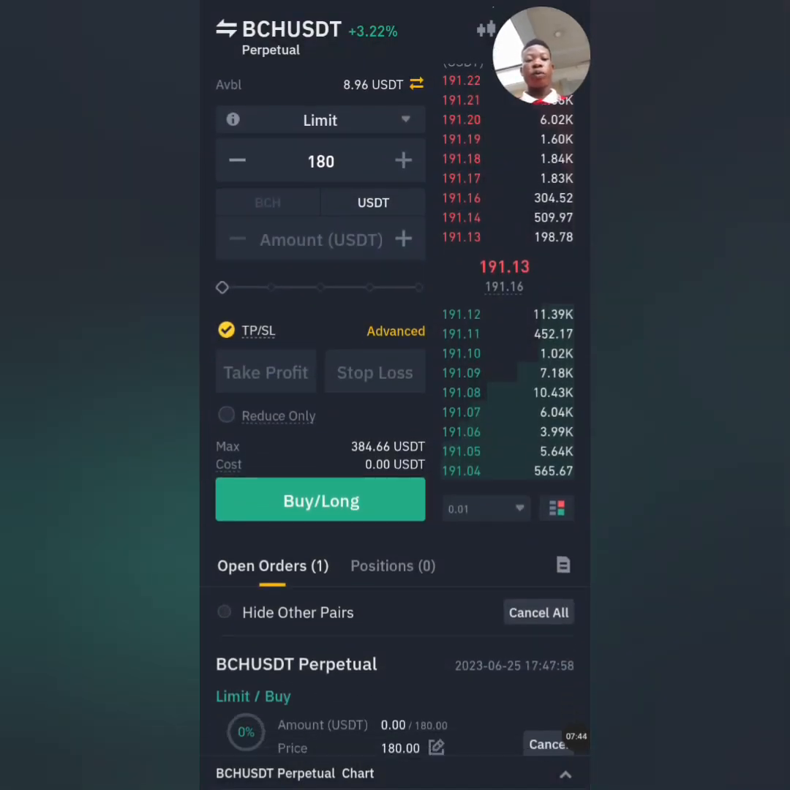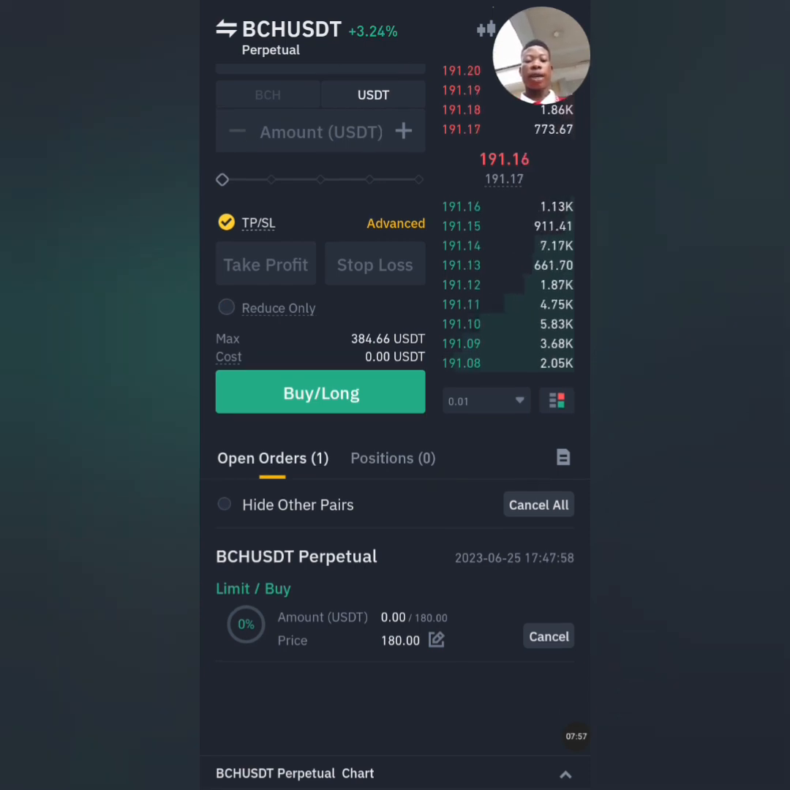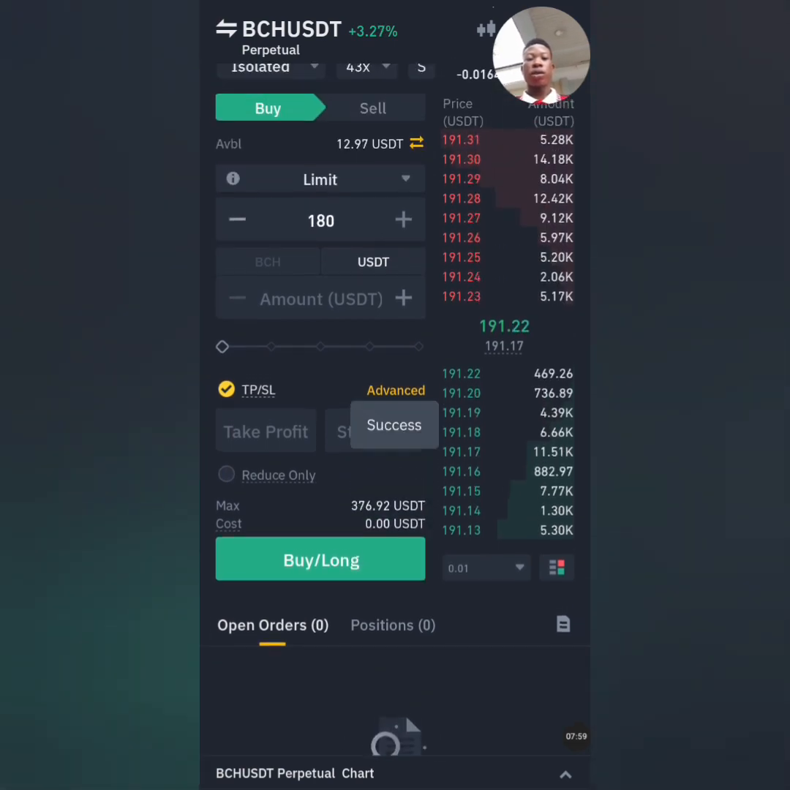So this is it. You can actually cancel this trade if you don't want it to execute. Or maybe if you have checked your chart and you think this trade is not going to work out for you, then you come here and click on cancel. So your trade will be cancelled. This is actually what it is.